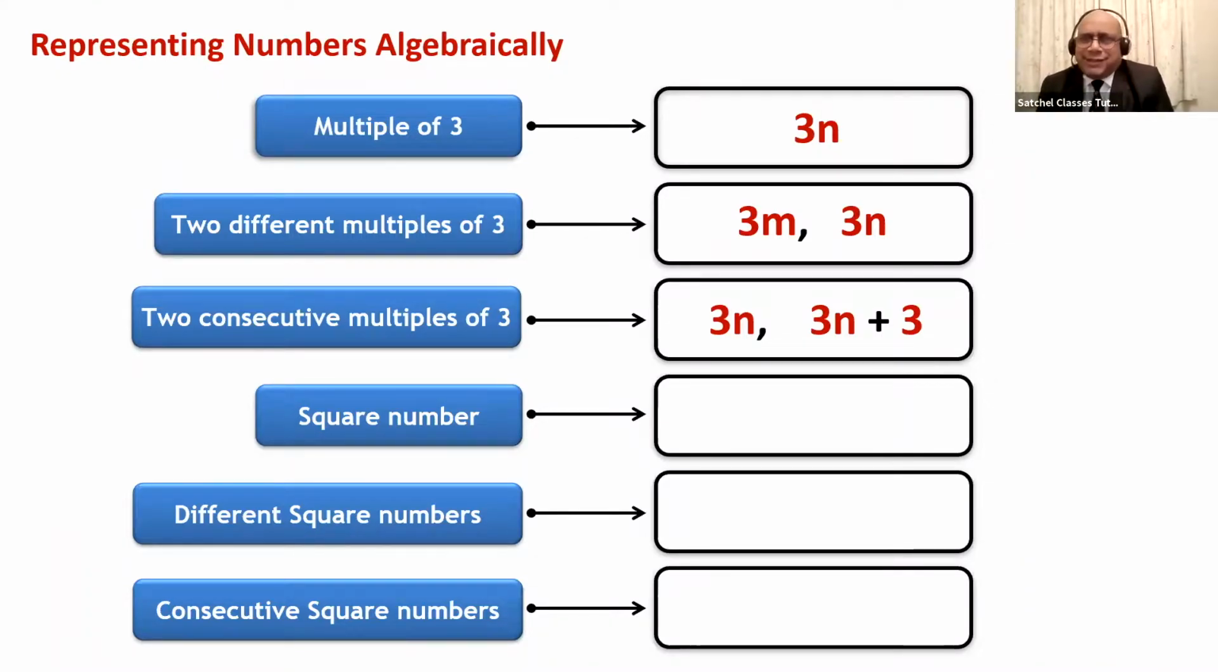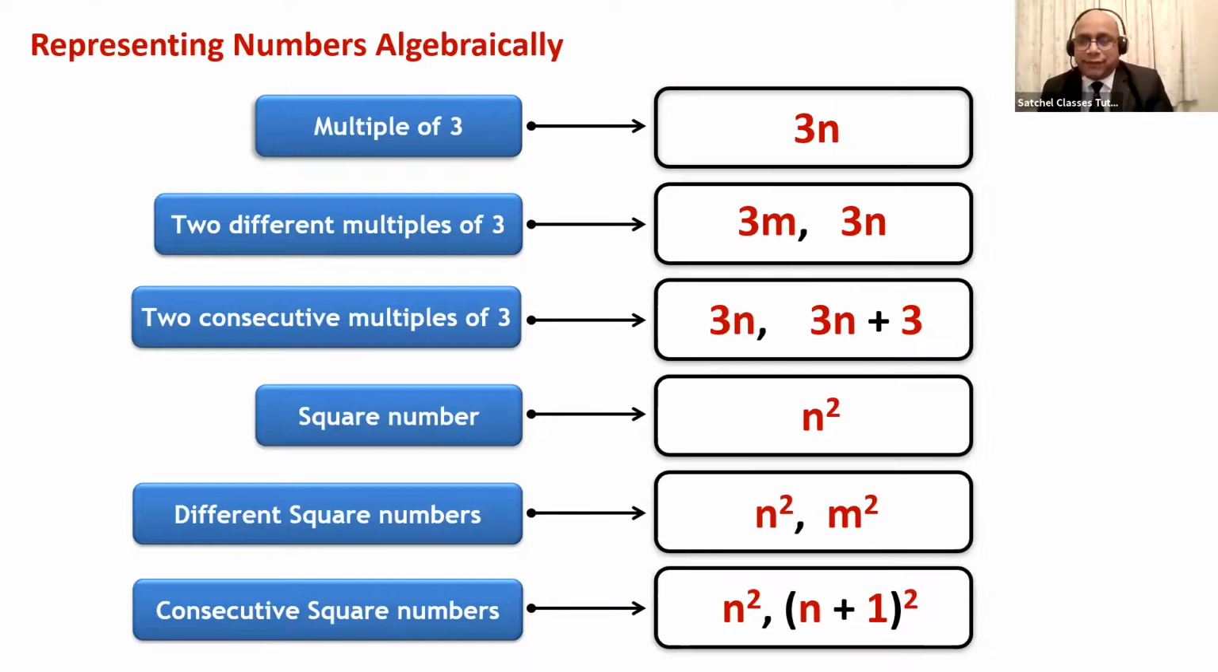A square number, that's easy, right? A square number can generally be represented as n squared. Different square numbers, n squared and m squared. Consecutive square numbers. Now this is interesting. So if one of them is n squared, the next square number will be the square of the next number from n, right? So n squared and (n plus 1) the whole squared.